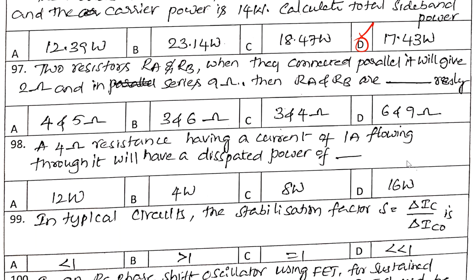Next one, two resistors RA and RB when connected in parallel give a resistance of 2 ohms, and in series it is 9 ohms. Then RA and RB are respectively? So it's a very simple question. RA plus RB will be 9, and RA RB by RA plus RB will be 2. Solve this, I will get the answer. It is 3 and 6. Okay. Next one.